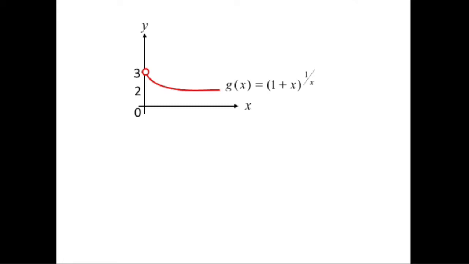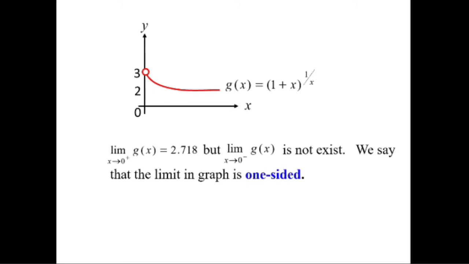But what about this graph? Is it a one-sided limit or two-sided? Well, from the right side of 0, we can see that the value of the limit is approaching 2.718. But the value of the limit as x approaches from the left side does not exist. Why doesn't it exist? That's because there's no graph on the left of 0.